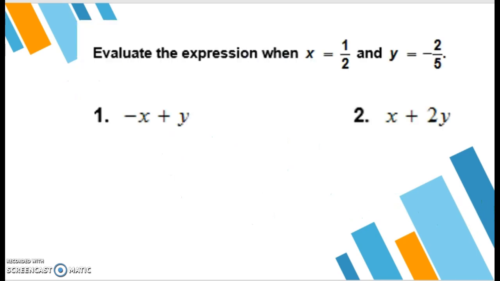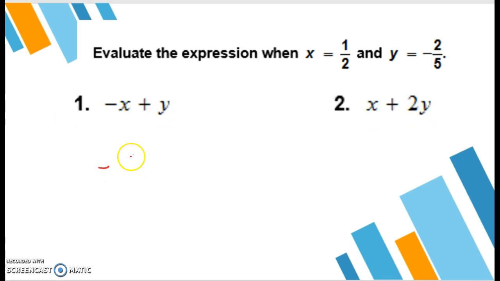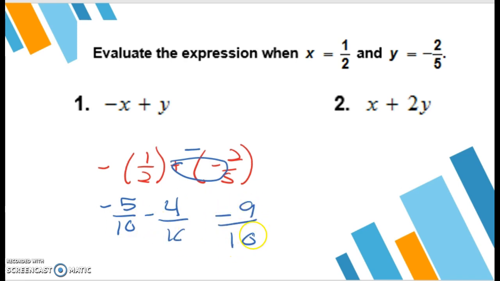There we go. All right, evaluate the expression here. Remember, we are just plugging numbers in. So we have -x, so that's negative. Whoa, did not mean to move all that. So we have -1/2 plus -2/5. So I know that when I have a plus and a minus together, that just forms one big minus. -1/2 and 2/5. Common denominators here. That's going to be 10. So I'm going to have -5/10 minus 4/10. So my final answer is going to be -9/10.